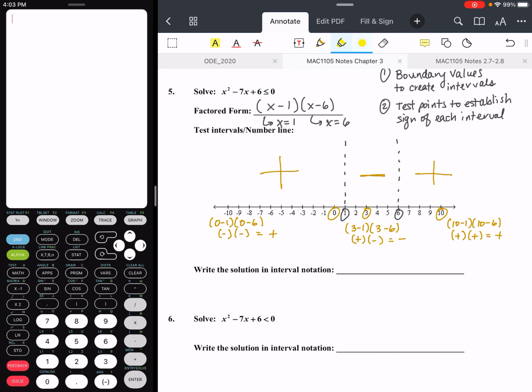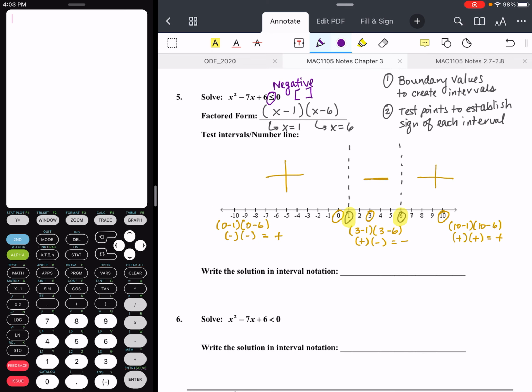All right, so remember these, 1 and 6, those are my boundary values, so that's what's going to appear in my solutions. So for number 5, I'm trying to solve x squared minus 7x plus 6 is less than or equal to 0. That means I want the negative portions of my interval, and I'm going to use my square brackets. So square bracket between positive 1 and positive 6 gives me my solution for number 5.